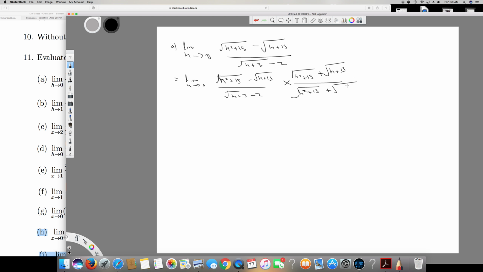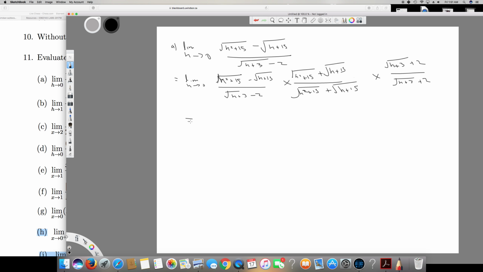plus square root of h plus 15 times, now I have to multiply by this number, square root of h plus 3 plus 2 over square root of h plus 3 plus 2. So this is the value we get. So when we cancel each other things out, let's see what we get.